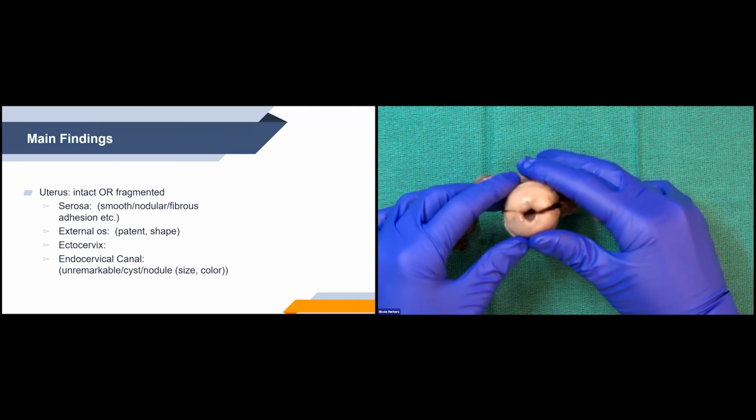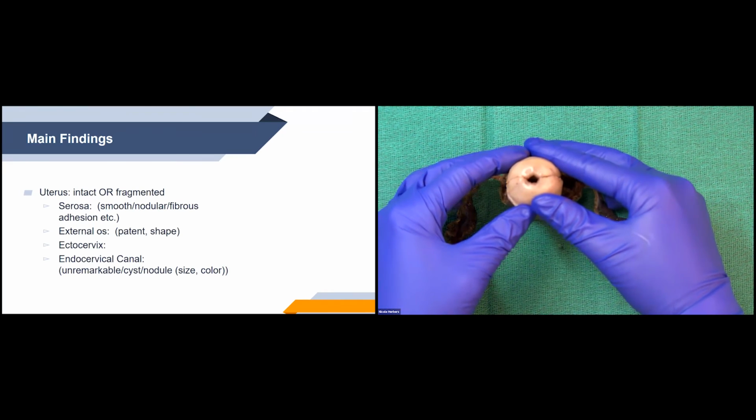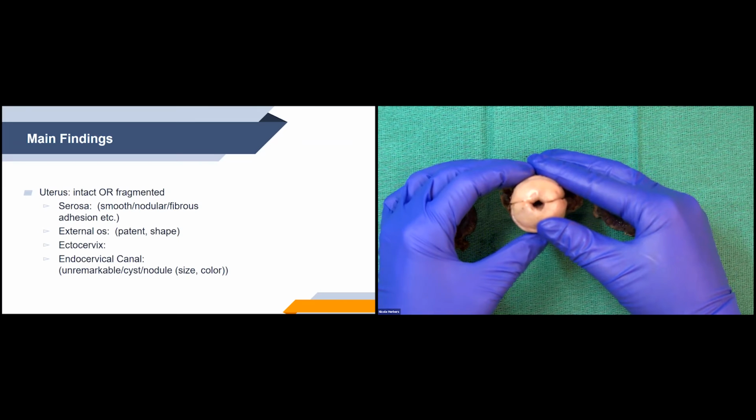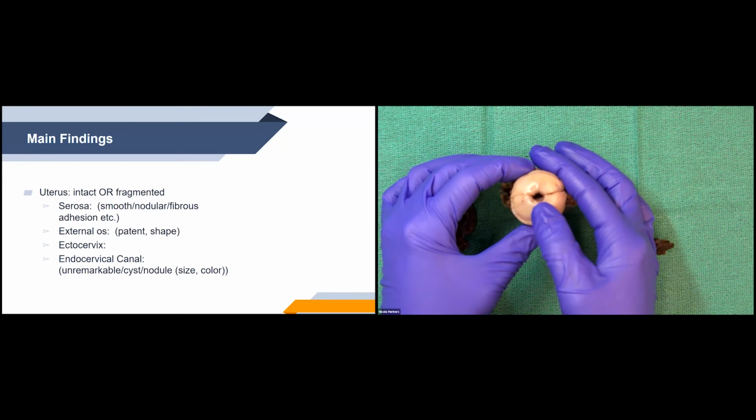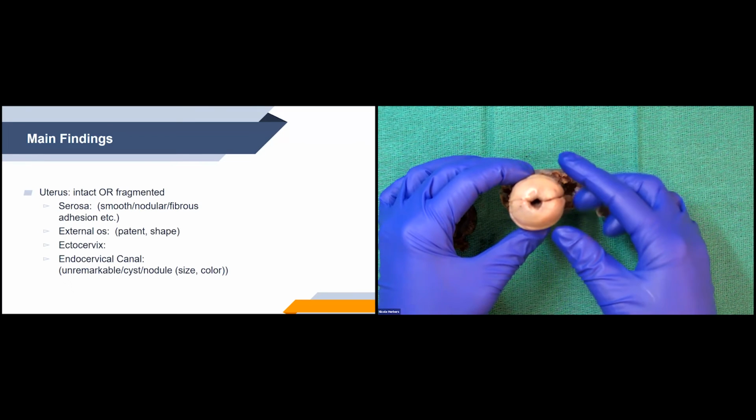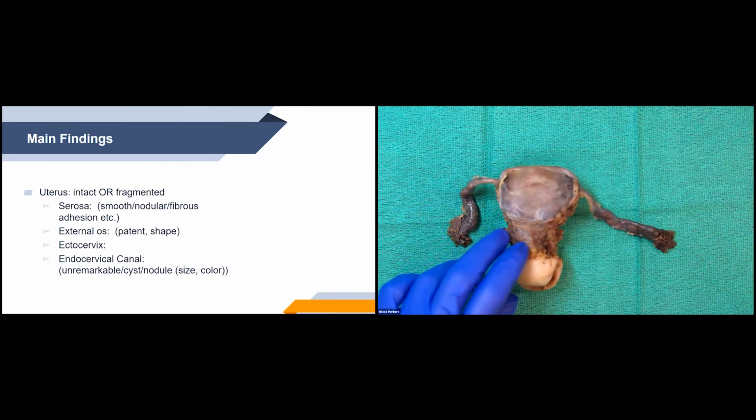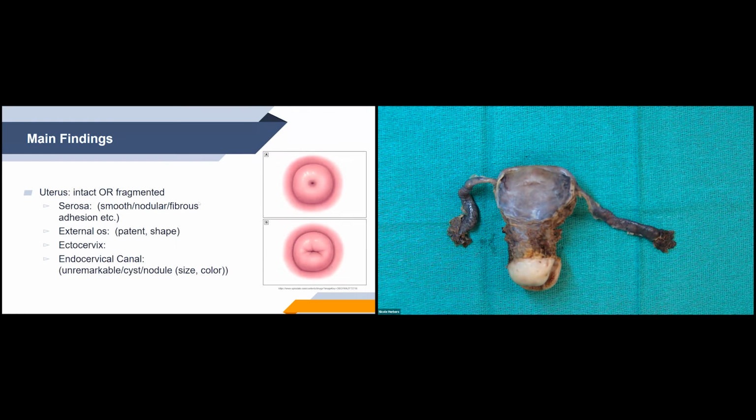And so for our specimen here, we have a round os here, so this patient has not given birth. And here's just an image showing those differences. You can see that round os at the top and then the slit os at the bottom there.